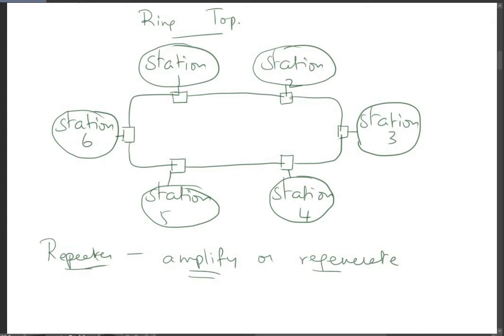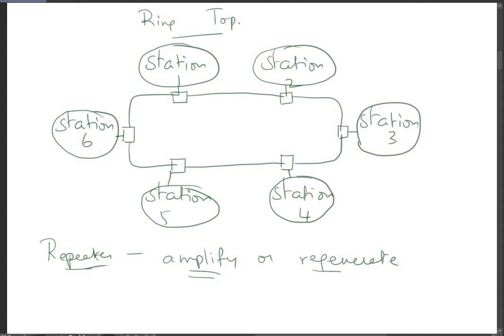So the repeater of station 2 will receive the signal from the repeater of station 1. If the signal is attenuated or degraded, then this repeater amplifies the signal, and that signal is given to station 2. So this is how the message passes between various stations or devices.